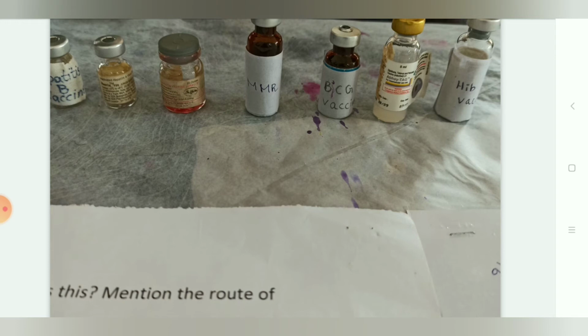Then the next one is oral polio vaccine. It is a live vaccine. The route is oral, and the dose is at 0, 6, 10, 14 week and 16 to 24 months.